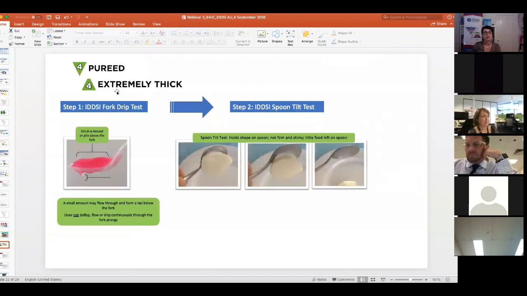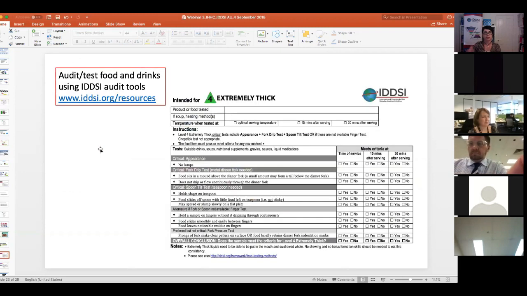So our testing for our pureed extremely thick is making sure that it will sit in a pile above the fork. If it's collapsing over the edges of the fork, that's not good either. And then secondly, moving over to the spoon tilt test: holding its shape on the spoon, not too firm and sticky, with little left on the spoon after you've flicked it. Again, we've got some audit tools available on the IDDSI website.